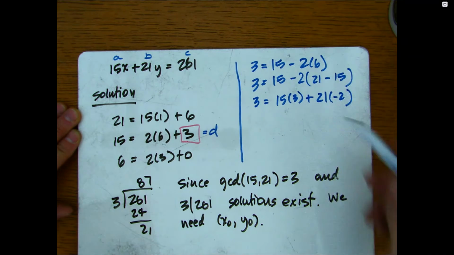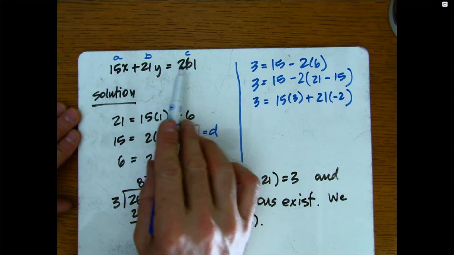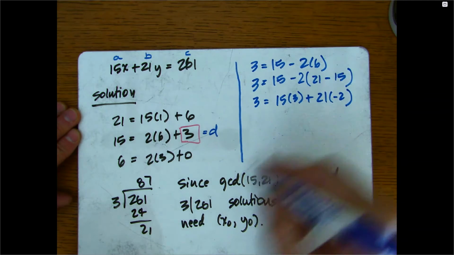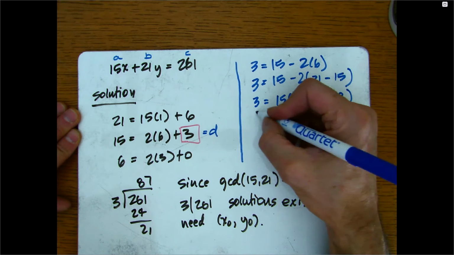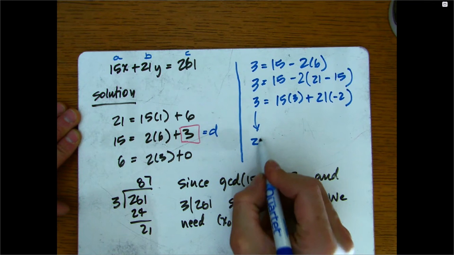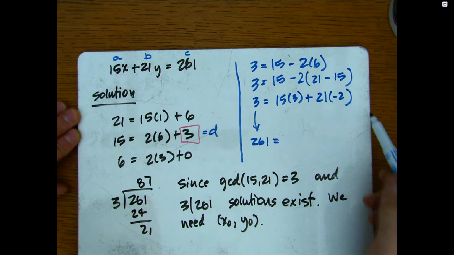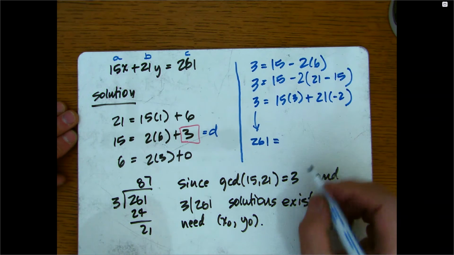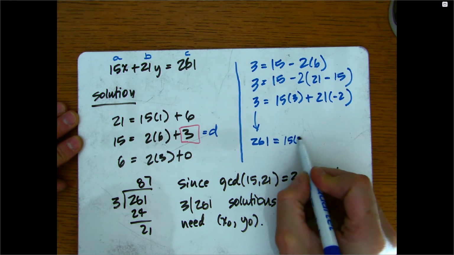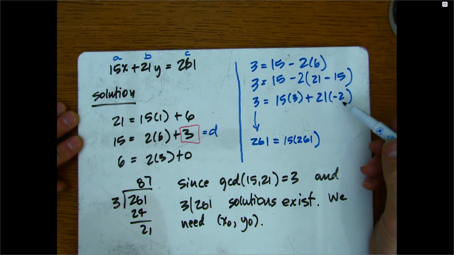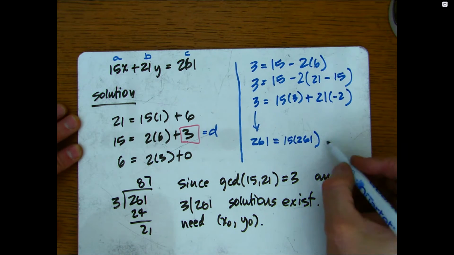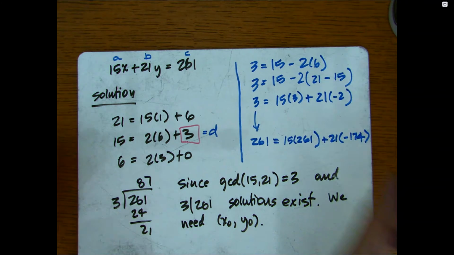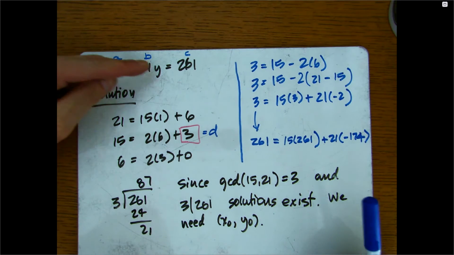And so I can see that here is an x naught, y naught that make it such that the linear combination equals the GCD, but the number we want it to equal is 261. We know that 3 times 87 is 261, so if I multiply by 87, I can get 261 here. And that means I have to multiply the right-hand side by 87. So if I multiply 3 times 87, I get 261, so 15 times 261. And if I multiply negative 2 times 87, I get negative 174. And so there's a linear combination of 15 and 21 which is equal to 261.